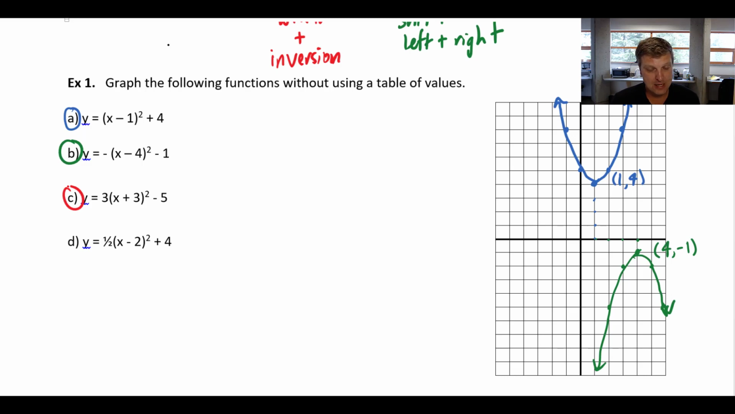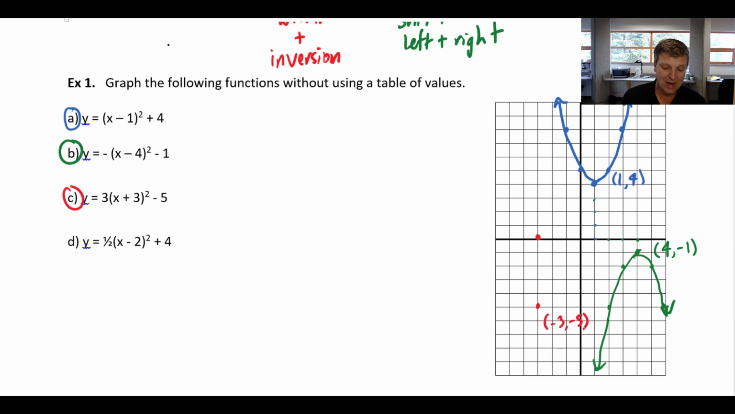So for C, again, I'm going to find my vertex first. This x plus 3, remember that the sign here can be misleading, but the fact that it's plus 3 means that p is negative 3. So I'm actually going to shift over 1, 2, 3 spaces to the left. And then negative 5 means 5 spaces down, 1, 2, 3, 4, 5 spaces downwards. So my vertex will be located here at negative 3, negative 5.